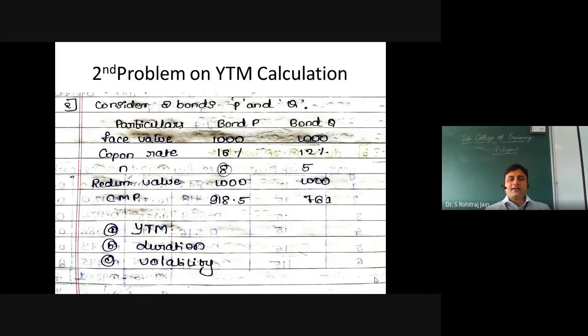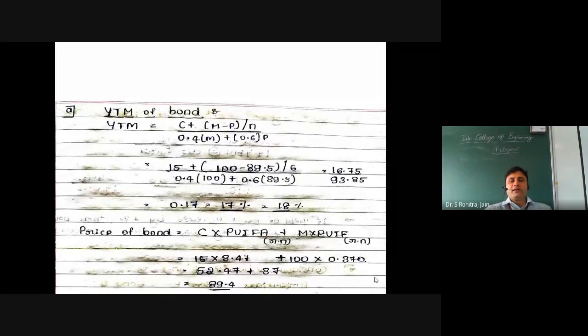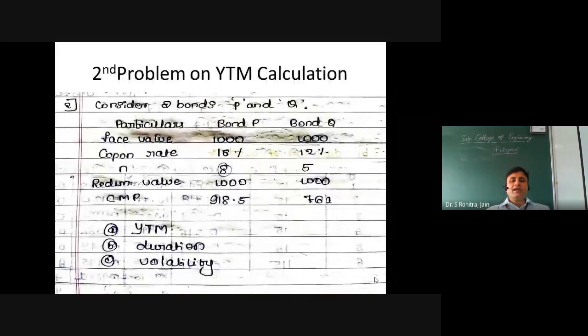How do we calculate the YTM? C plus M minus P divided by N, whole divided by 0.4 M plus 0.6 P. Use the formula. Use this formula, all of you. See the slide over there? C plus M minus P divided by N, whole divided by 0.4 M plus 0.6 P. Use this and calculate only the YTM of bond P and tell me the value.